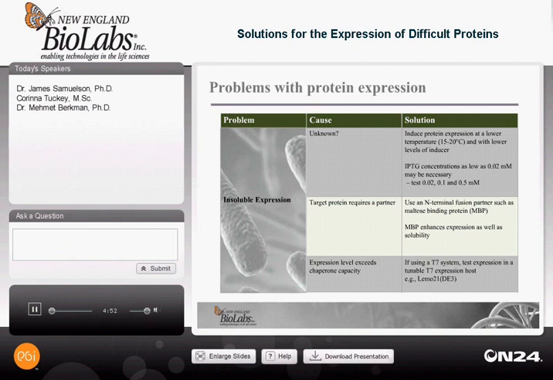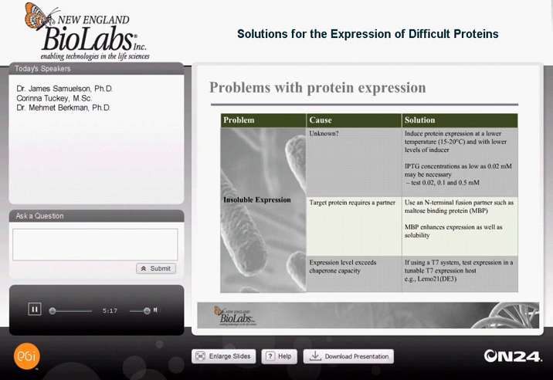A second option is to use an N-terminal fusion partner. Many proteins have physiological binding partners, and if the physiological partner cannot be co-expressed, then a fusion partner may help to solubilize the target. Maltose binding protein displays chaperone-like activity, and it enhances expression as well as solubility. Furthermore, MBP acts as an affinity module for purification on amylose resin.